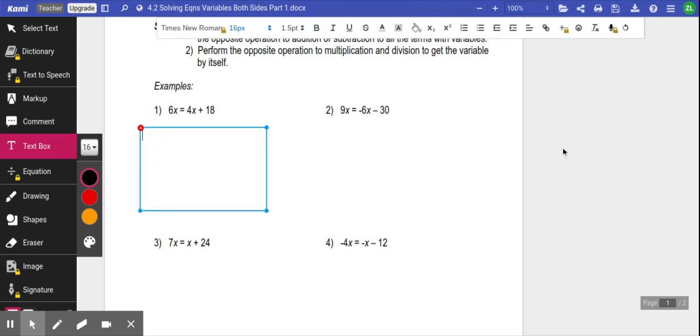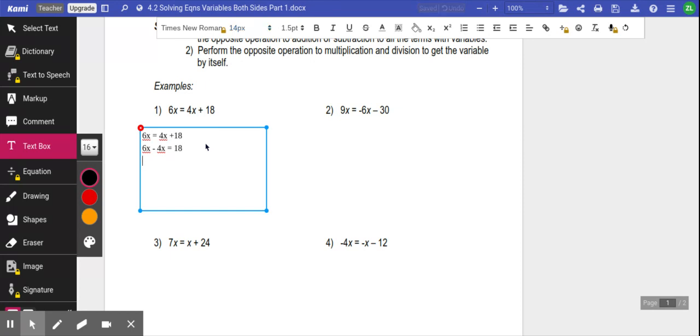So in this case here, we've got 6x equals 4x plus 18. We want all the x's on one side. So 6x is going to stay because it's already on that one side of the equal sign. Now, if we want to bring 4x to the other side, since 4x is positive, it becomes negative 4x. So 6x minus 4x equals 18.